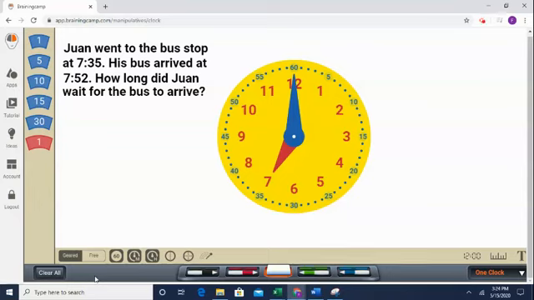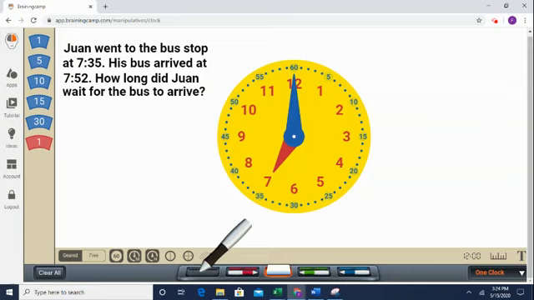Great, we're going to try another elapsed time word problem. This one is a little bit harder. It says Juan went to the bus stop at 7:35. His bus arrived at 7:52. How long did Juan wait for the bus to arrive?